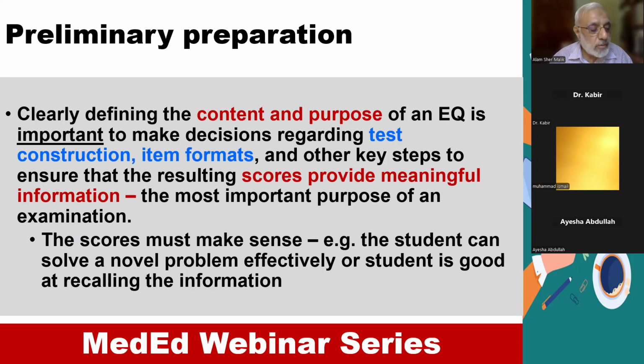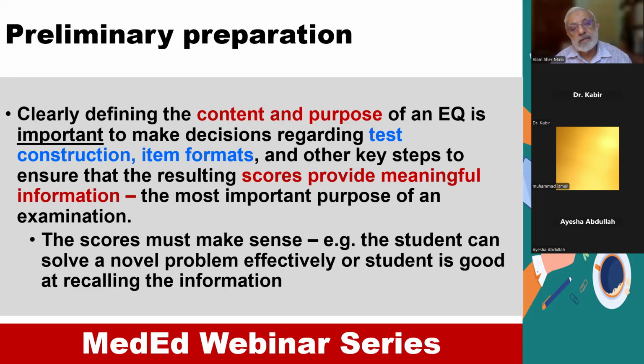Looking at the score of the student, we should be able to interpret that. It doesn't mean only pass and fail, but the scores must make sense. Let's say whether scores can tell us that the student can solve a novel problem effectively, or that our student is good at recalling the information. So the scores a student gets not only decide pass or fail, but also tell us their abilities.